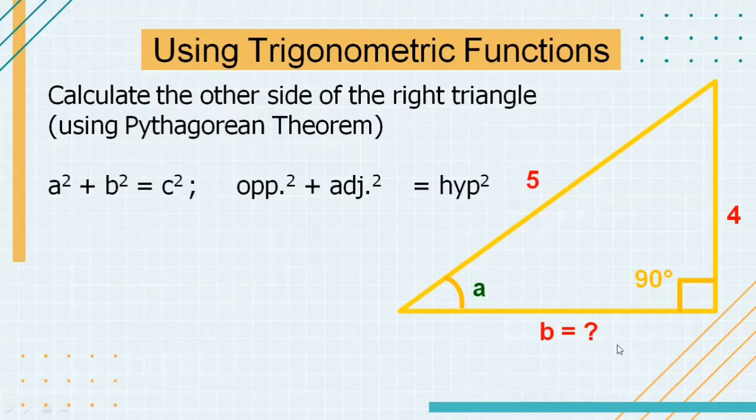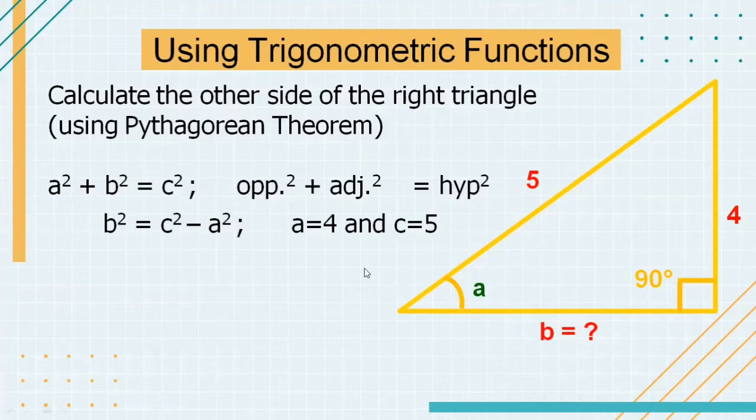In our illustration, the unknown side here is our b. From our formula, we can derive that b squared is equal to c squared minus a squared. In our given, we have a is equal to 4, which is the opposite side, and c is equal to 5, which is our hypotenuse.